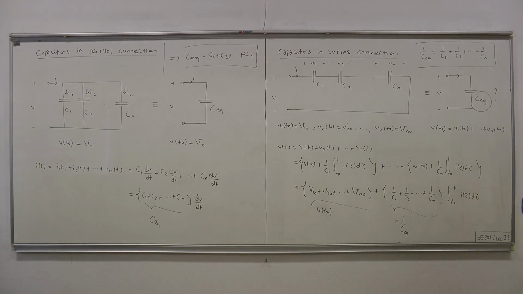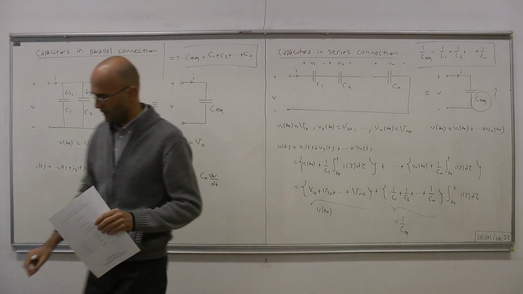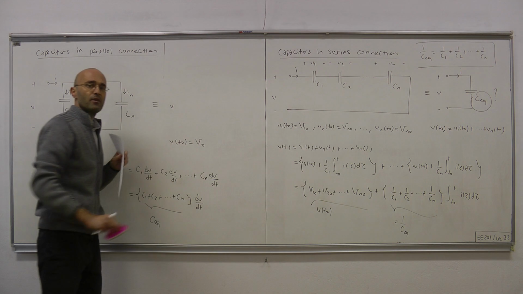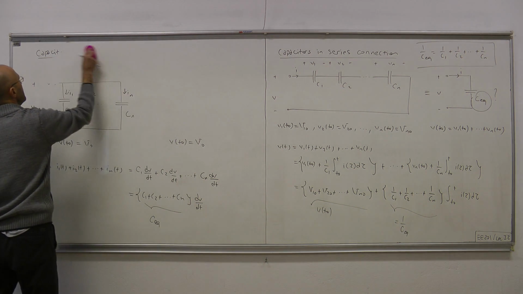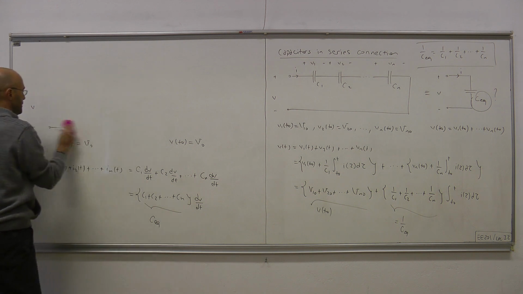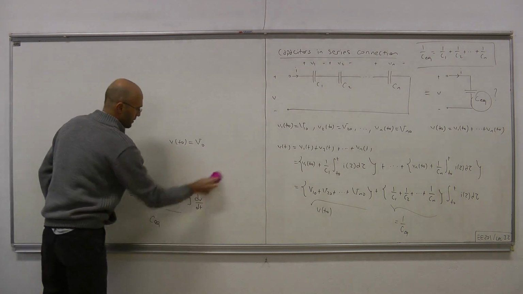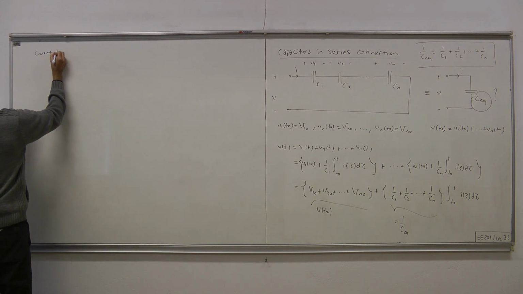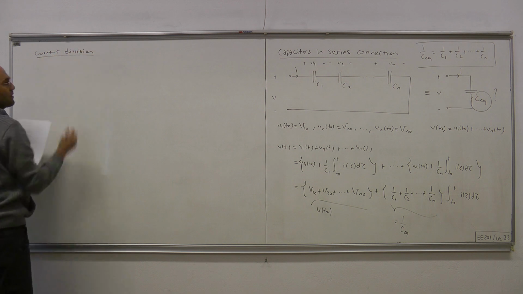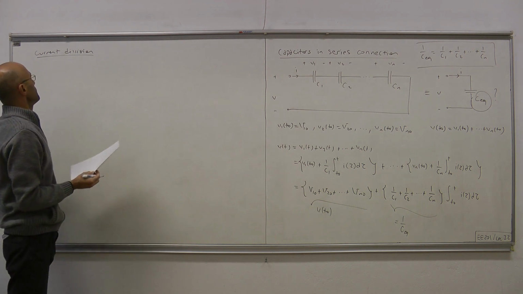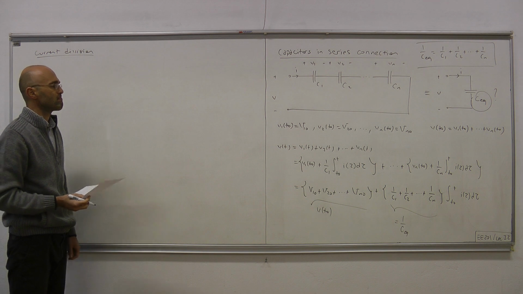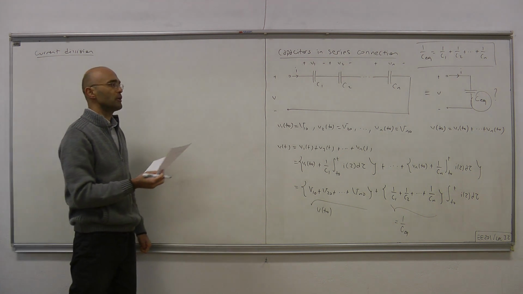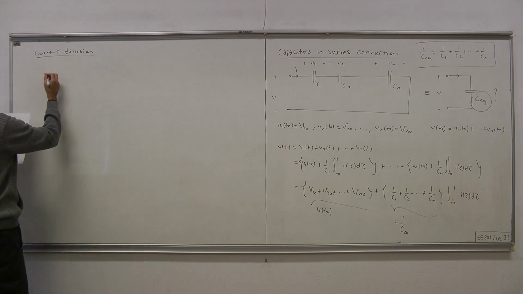Now, we'll talk about how to deal with current and voltage in parallel and series connection of LTI capacitors. Current division. Okay. Now, what we do now is we try to extend the concept of current division that we're familiar with for LTI resistors to the capacitors. Okay. And we're going to do the same thing for voltage division. So this is the situation.